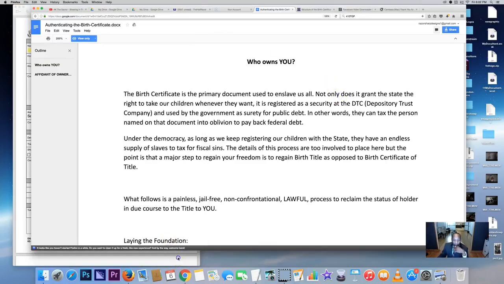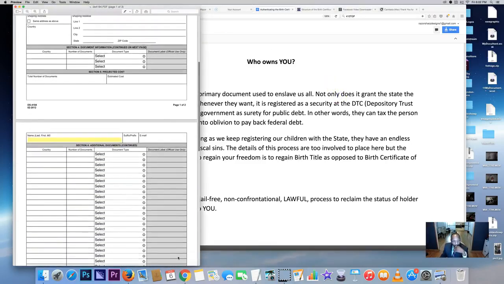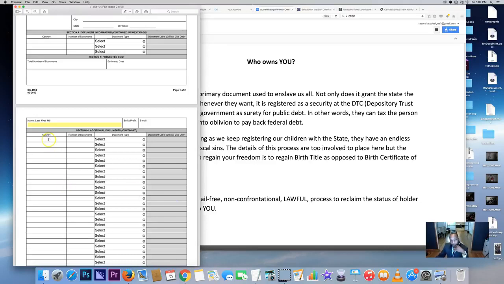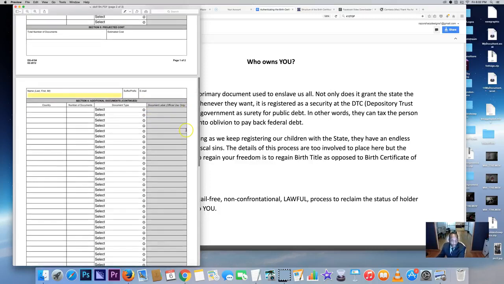Once you get this form done, you're gonna put Taiwan right here on the second page too. Also, number of documents should be 2 documents. You're gonna put Taiwan, document type, certificate of live birth, birth certificate, either or, and that's that.